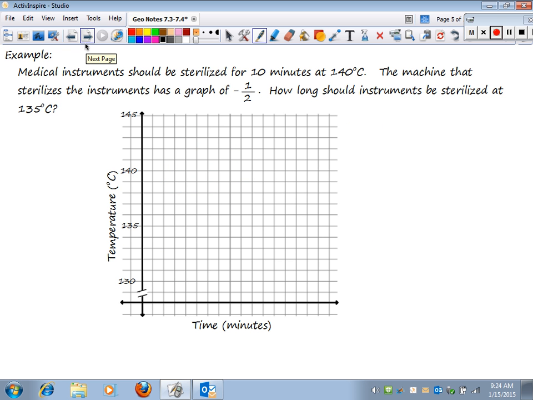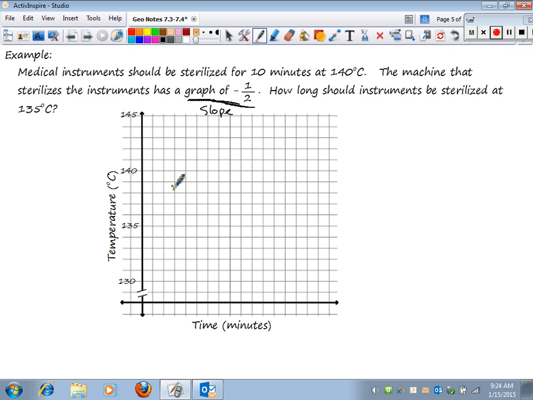Okay, medical instruments should be sterilized for 10 minutes at 140 degrees Celsius. The machine that sterilizes the instruments has a graph of -1/2. So a graph of -1/2 means the slope is -1/2.